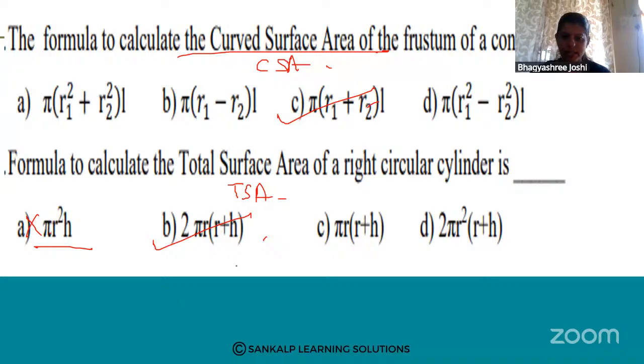Okay. So this is about the total surface area, right? Next.